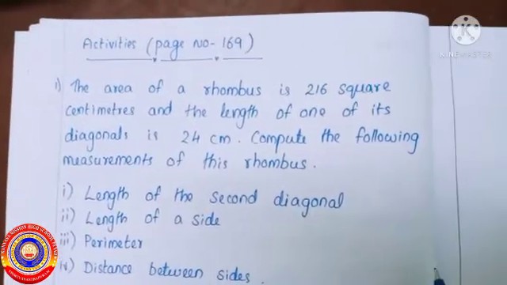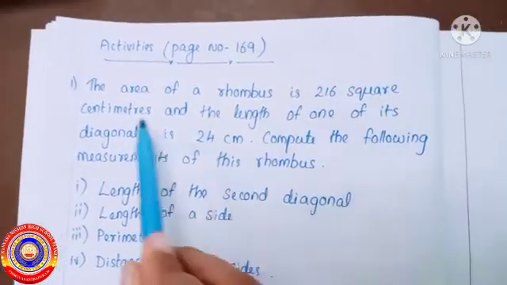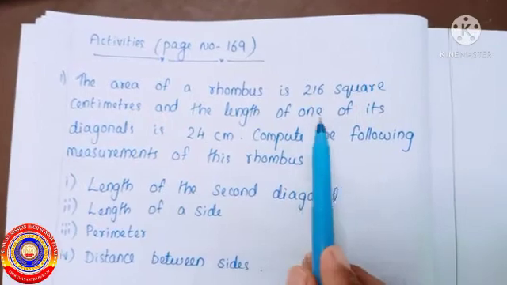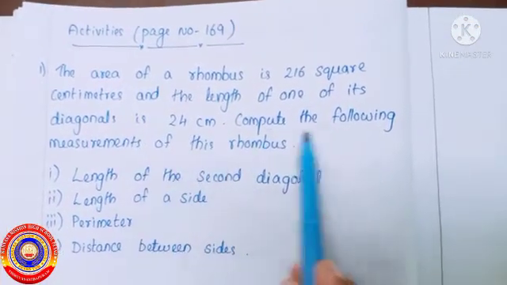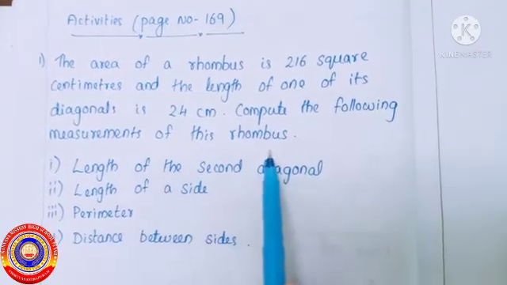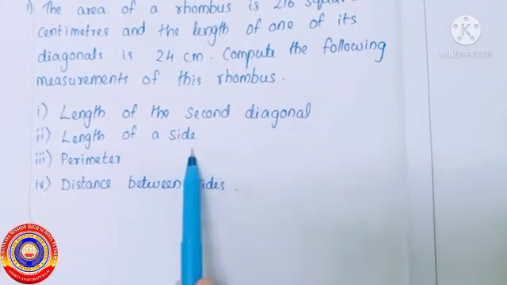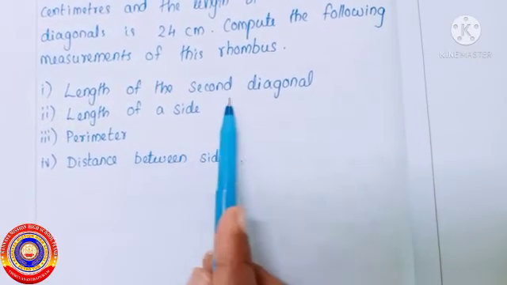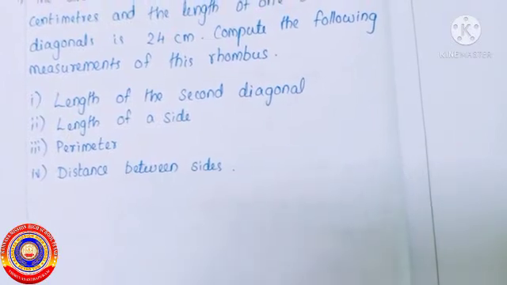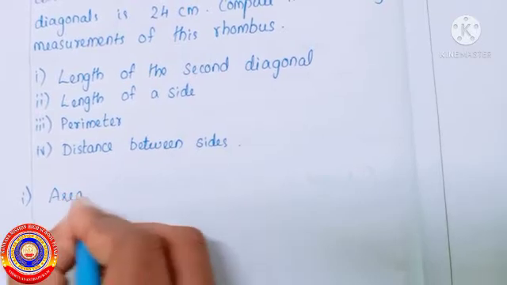Let's do an activity question in your textbook, page number 169. The area of a rhombus is 216 square centimeters and the length of one of its diagonals is 24 centimeter. Compute the following measurements of this rhombus. First one is the length of the second diagonal. Second, the length of a side. Third is the perimeter, and the fourth question is the distance between the sides. Let's do the first question, that is the length of the second diagonal.